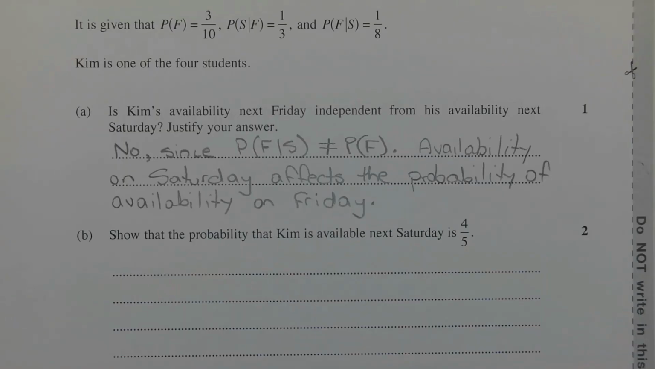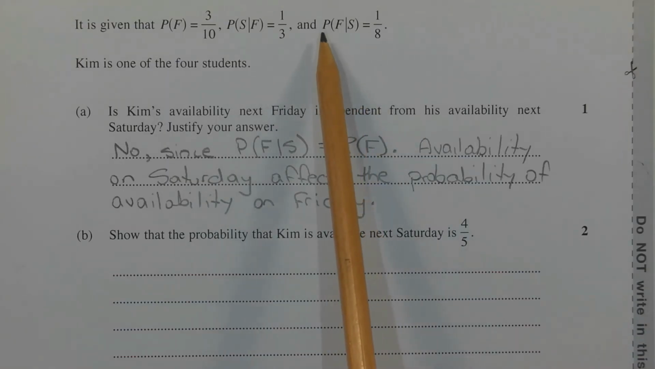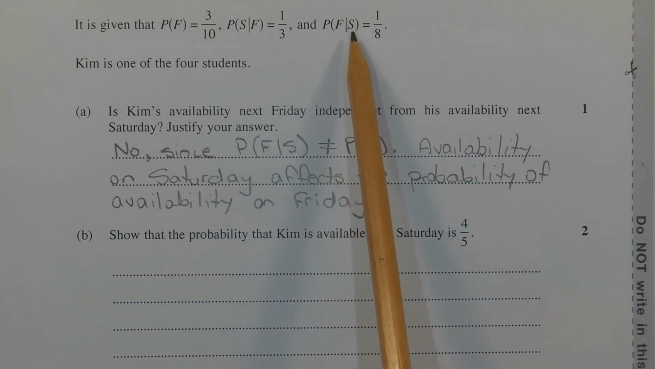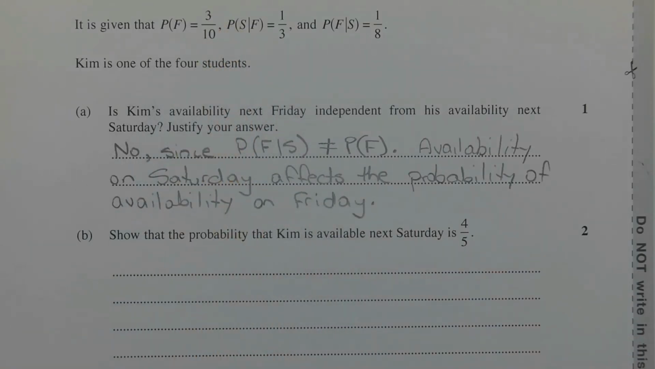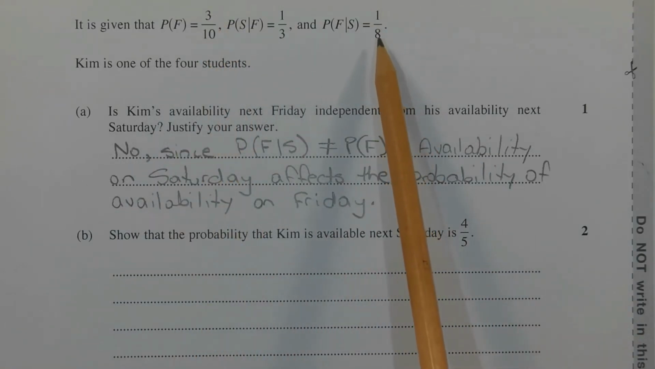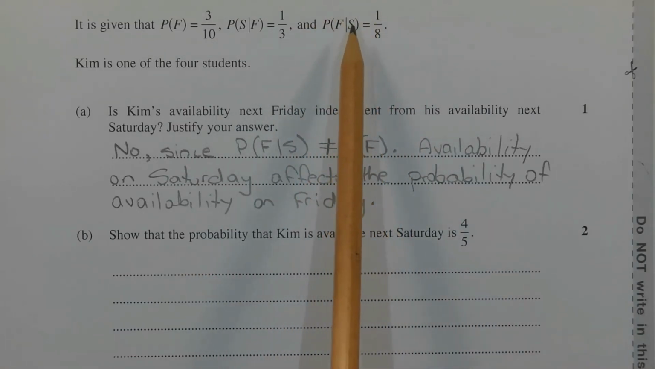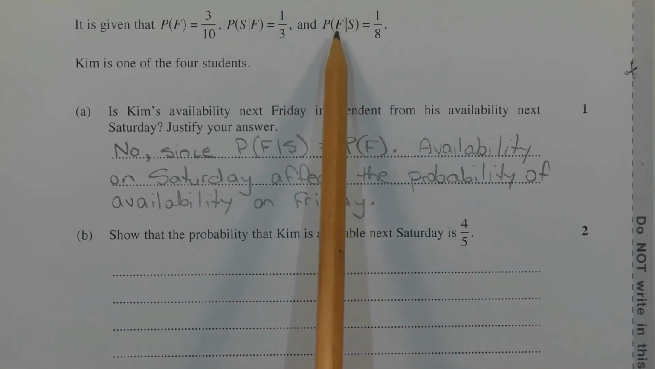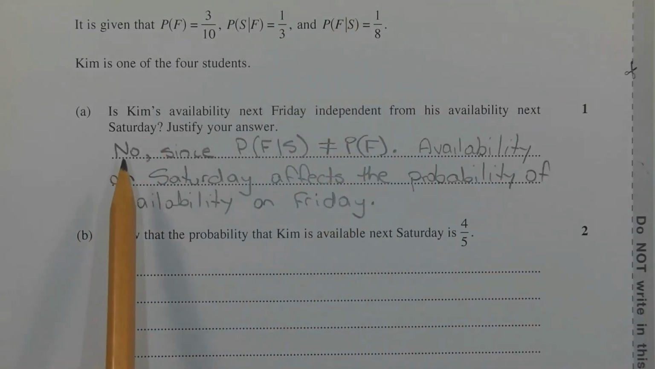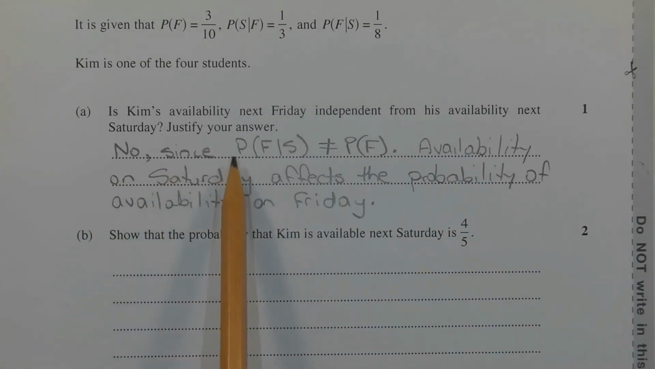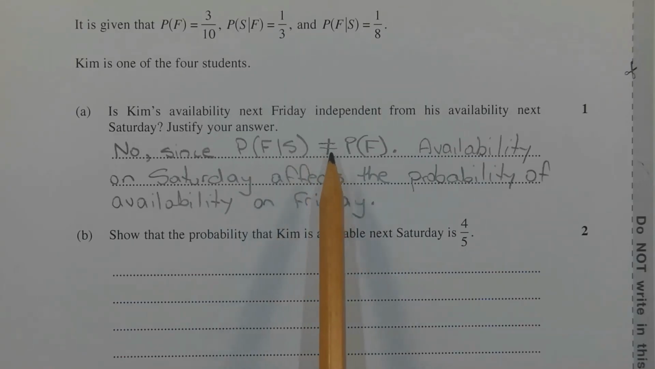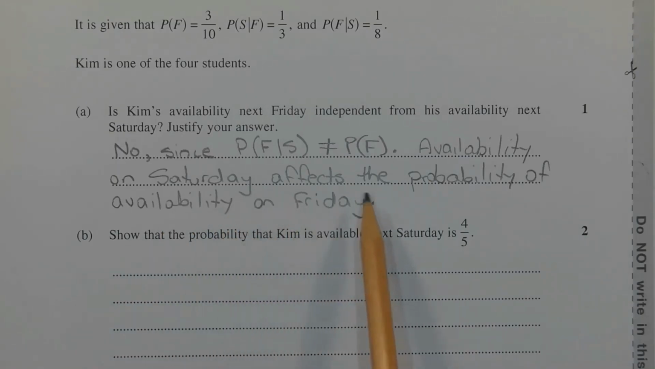Now, if availability on Friday is independent from availability on Saturday, then the probability that Kim is available on Friday, given that he's available on Saturday, should also be 3 over 10. But it's clearly not. It's 1 over 8. In other words, this probability here tells us that availability on a Saturday affects the probability of availability on a Friday. So to answer the question, no, since the probability of Friday given Saturday is not equal to the probability of Friday. So availability on Saturday affects the probability of availability on Friday.